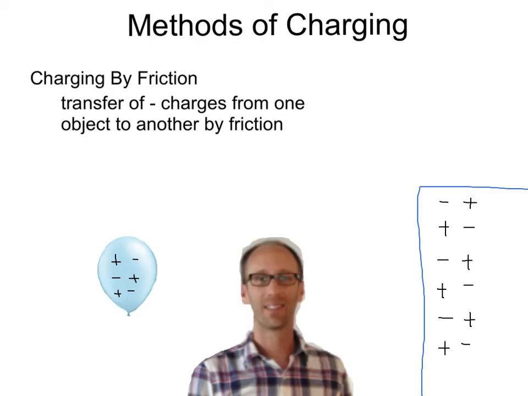Now let's take a look at the different methods of charging. First method of charging is charging by friction. This is simply the transfer of negative charges from one object to another by friction. Here's an example I'm sure you've done as a kid. You have a neutral balloon here with 3 positives and 3 negatives. You have yourself here, or there's me, and you have a neutral wall with the same amount of positive and negative charges. Let's see what happens when I rub the balloon on my hair.